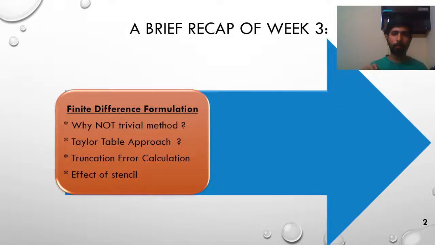Can you write in the chat box what the second part was which you saw in the week 3 contents? I had discussed it at the start of the session also. Apart from this, what else did you see in the week 3 contents? One thing you had seen is the Taylor table approach for calculating finite differences. What was the other thing? Wave number. Yes. So why did you study wave number? What was the main thing there?